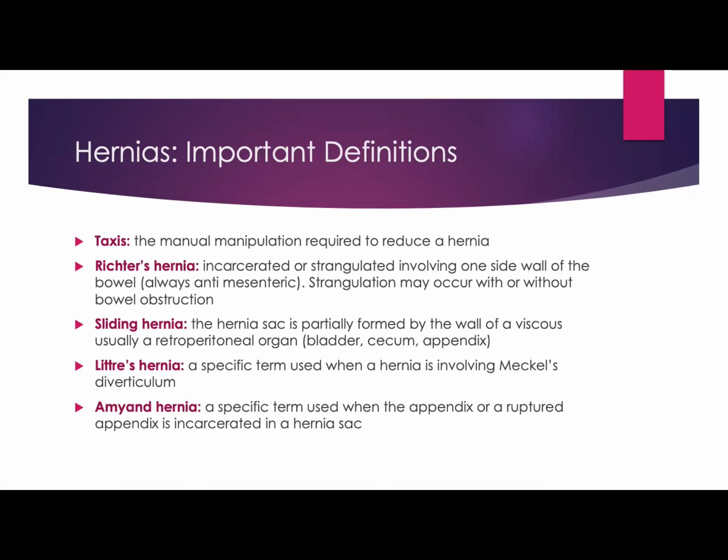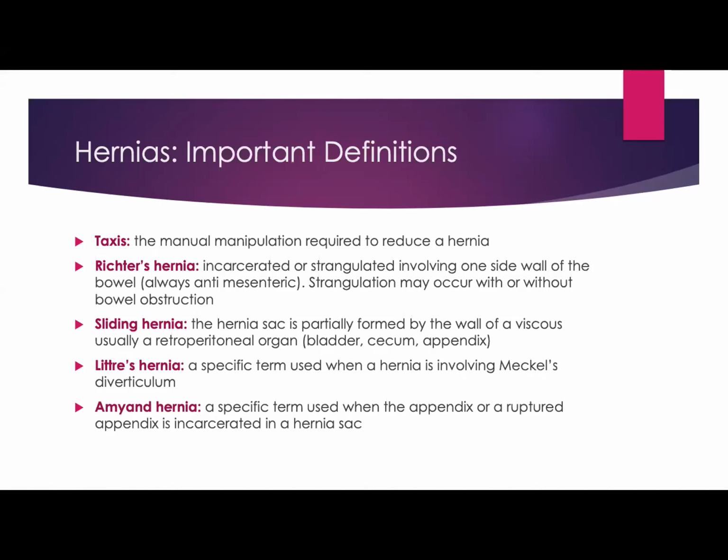Richter's hernia is an incarcerated or strangulated hernia involving only one side of the bowel. As we addressed in the previous lectures on the small intestine, we have the anti-mesenteric side and the mesenteric side. The anti-mesenteric side is the one with the free margin, and in terms of vascularity, it always has less than the mesenteric surface.